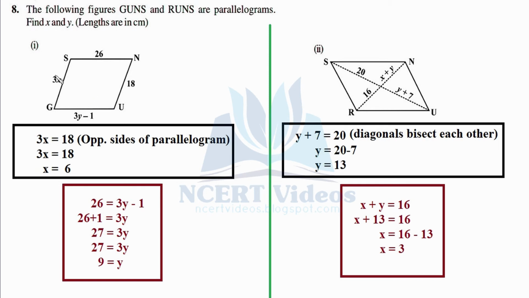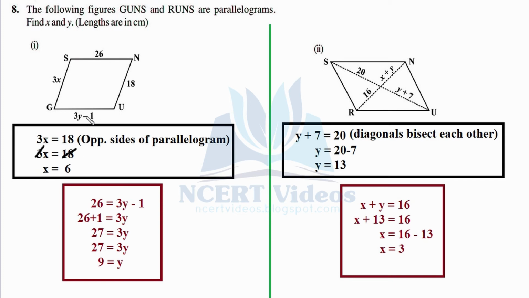First of all, we shall try to find the measure of x. Therefore, we will equate 3x equals 18, and we should write the reason: opposite sides of a parallelogram are equal. Now 3x equals 18, as it is, we just rewrote so that we can show you the cancelling. Therefore, 1 3 is a 3 and 6 3 is a 18. Simple calculation. x is separated, its value came as equal to 6.